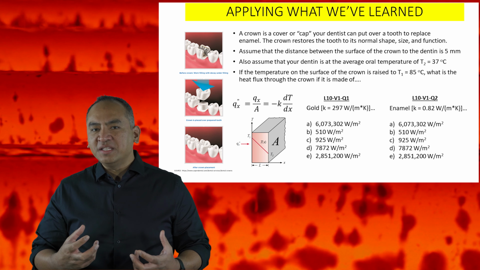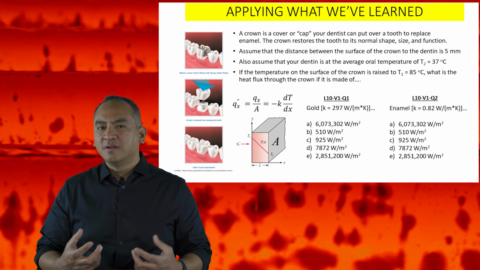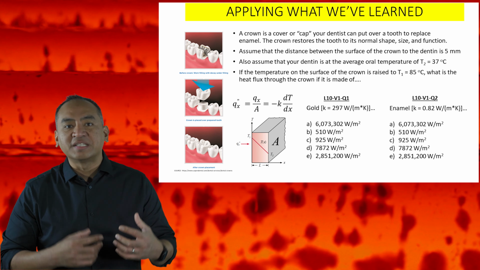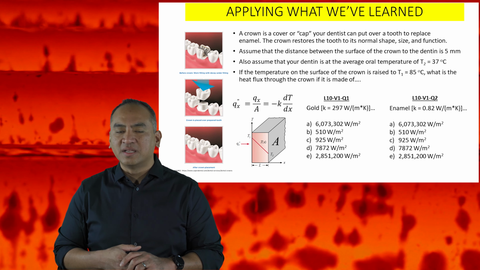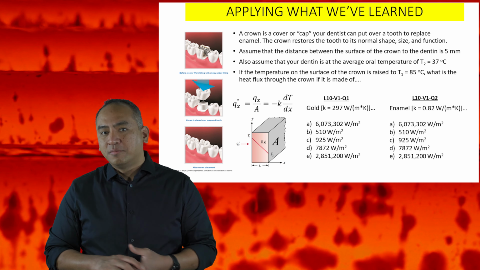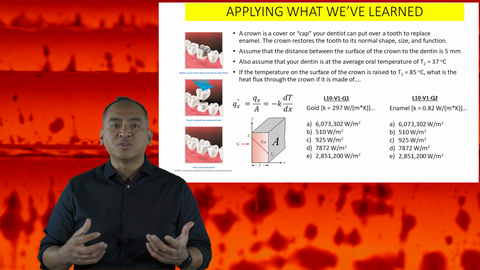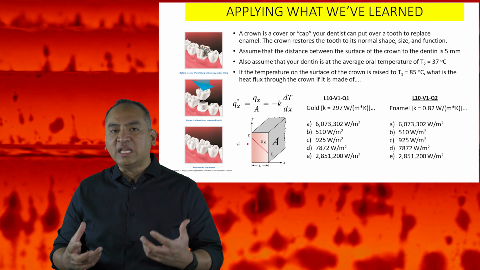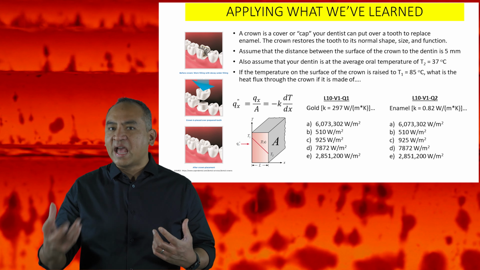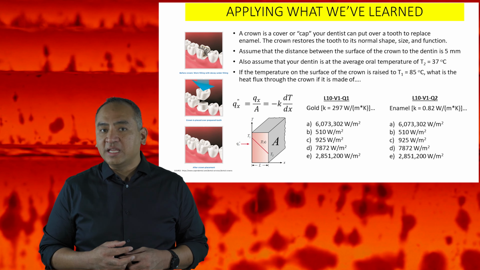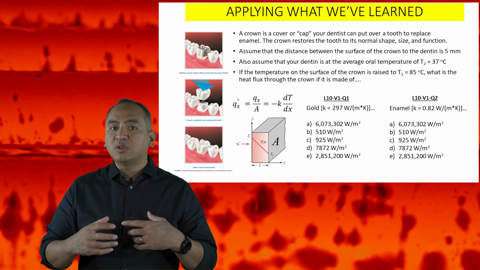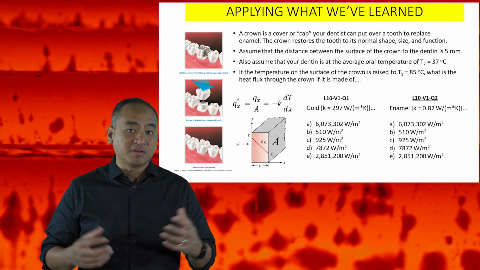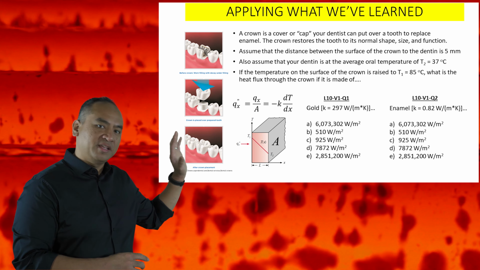If we assume one-dimensional, steady-state heat transfer, what is the heat flux through the crown if the oral temperature is increased to 85 degrees Celsius and the crown is made out of gold, which has a thermal conductivity of 297 watts per meter times Kelvin? To enable us to compare the difference in heat flux between a gold crown and natural enamel, also calculate the heat flux for the same case, except use the thermal conductivity for enamel, which is 0.82 watts per meter times Kelvin. Your options are shown here.